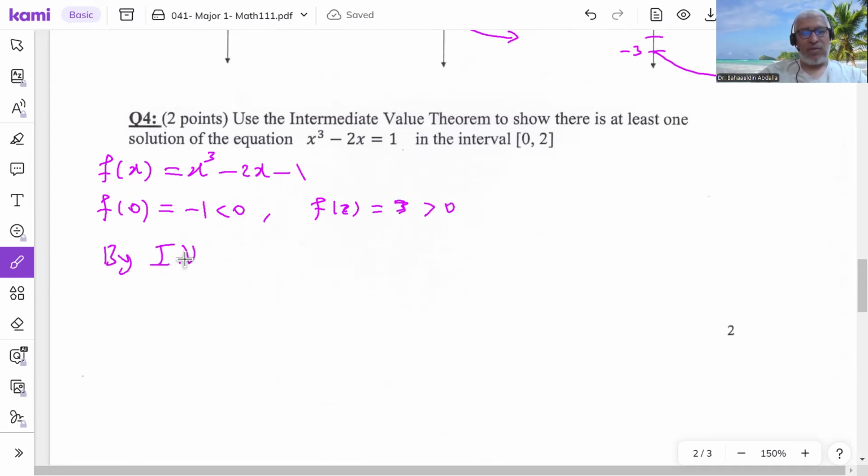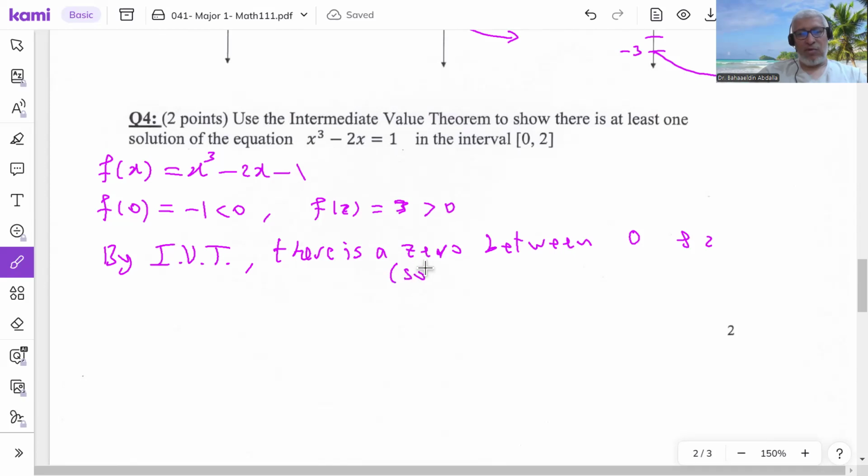So by intermediate value theorem, there is a 0 or a solution between 0 and 2. Okay, you can say 0 of the function or solution of the equation. Both are okay.